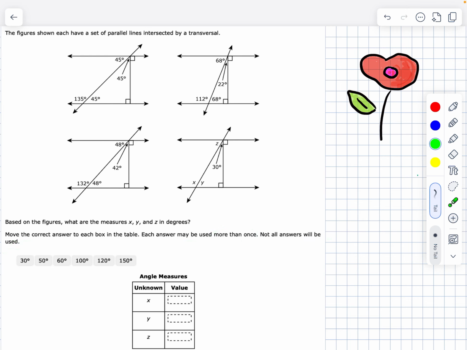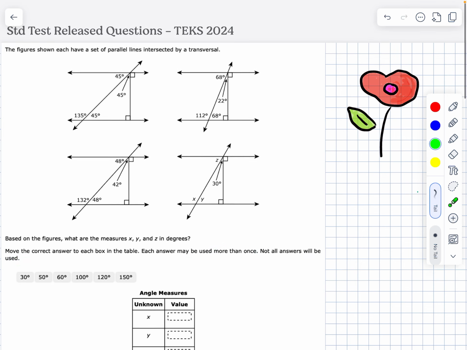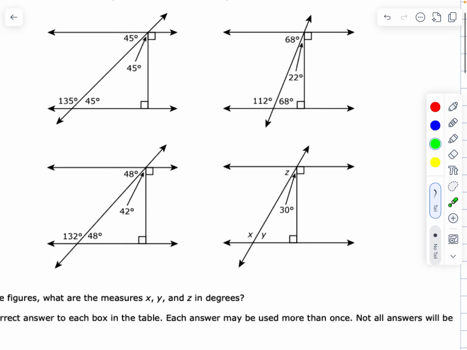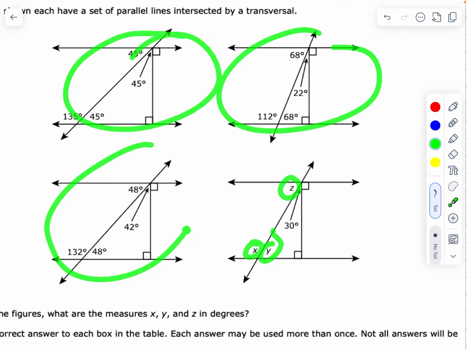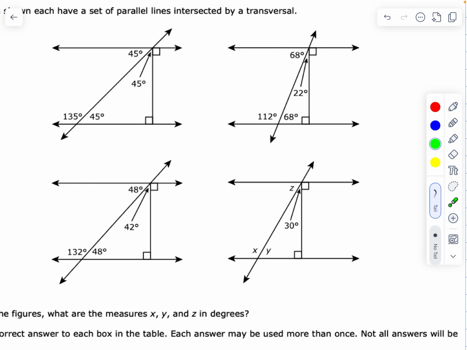Okay, so I think this is interesting that we're looking for the values of x, y, and z, and they give us these drawings that we don't do anything with. They're giving you basically how to figure this out. So it's saying you get parallel lines, which are these parallel lines, and it's got this line going through both parallel lines.